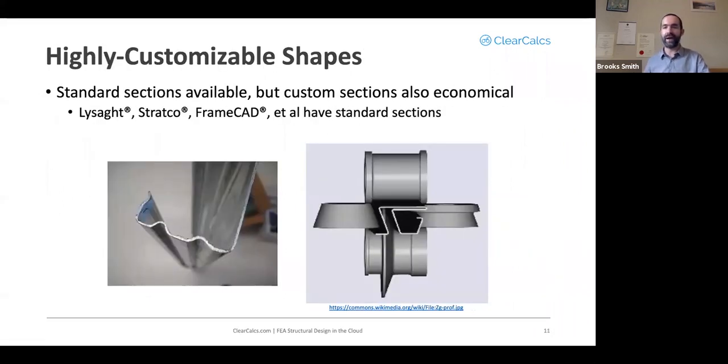Cold form steel is also highly customizable, and sometimes those custom sections can actually be quite economical. There are standard sections provided by Lysaght, Stratco, FrameCAD, and other manufacturers in Australia. All of those have standard sections that they're going to offer, but you can also produce custom sections as well. Probably not something quite as weird looking as what you see in the lower right here, but custom sections of any types of dimensions you want are possible.